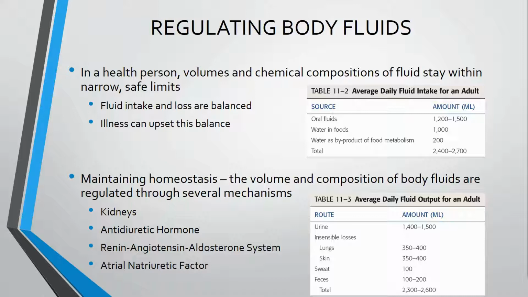So homeostasis is maintained through four main mechanisms. We have the kidneys, anti-diuretic hormone, ADH, the renin-angiotensin-aldosterone system, and atrial natriuretic factor, ANF.